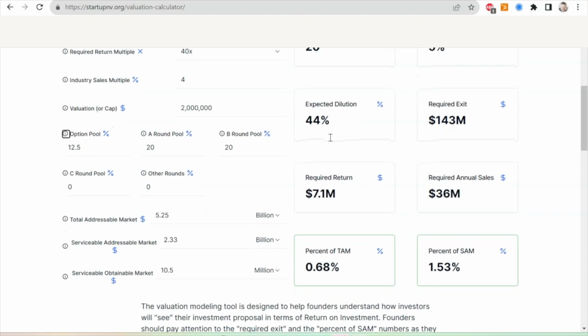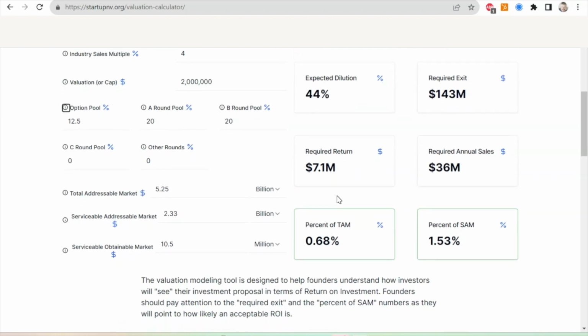For this particular example, the $100,000 raise at a 40x return on a $2 million valuation cap means that this investor is required by their standard to get a $7.1 million return off of the $100,000 that they've invested. Based on the fact that you get a 4x industry multiple, in other words, somebody will acquire your company for 4 times your sales, this particular company in this example has to have $36 million in sales for this projection to be true.